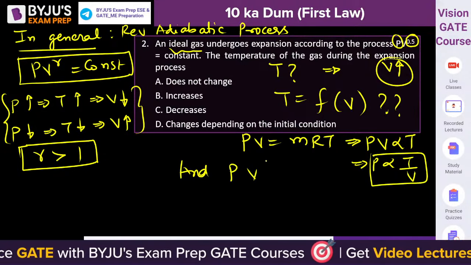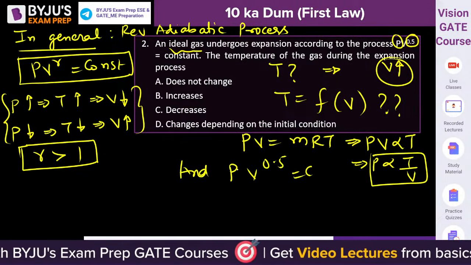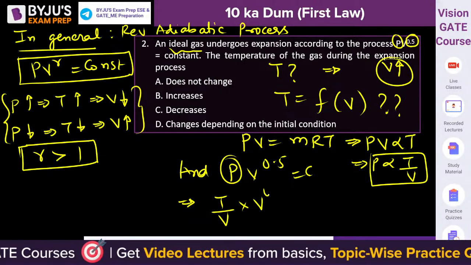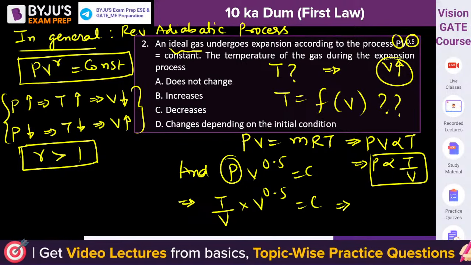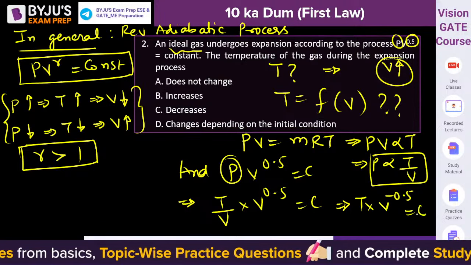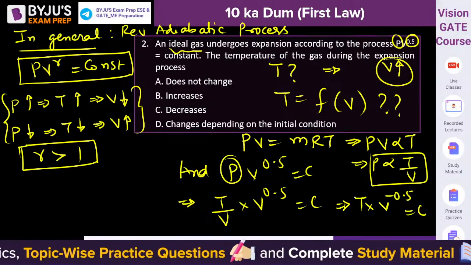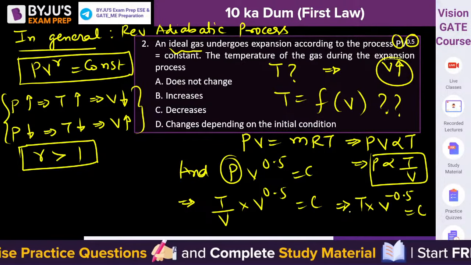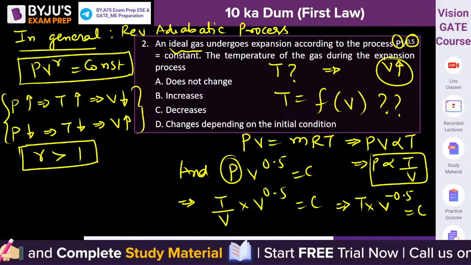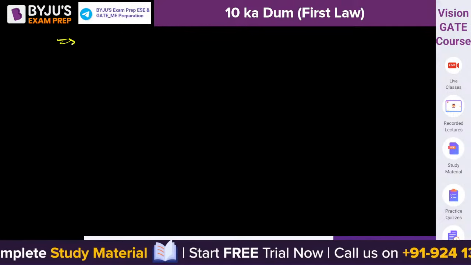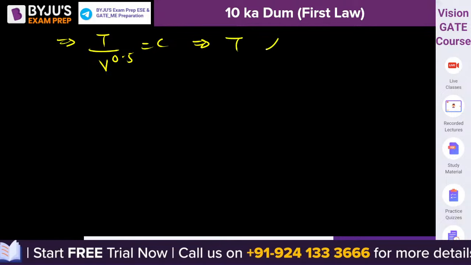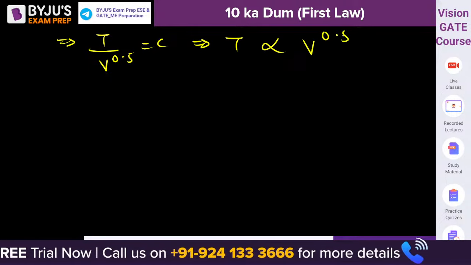P into V to the power 0.5 is constant. So replace P with T by V. T into V to the power 0.5 is equal to constant. Can we say T into V to the power minus 0.5 is equal to constant? Are you getting it? Or we can say T upon V to the power 0.5 is constant. Can we say T upon V to the power 0.5 is constant? Or we can say T will be directly proportional to V to the power 0.5.